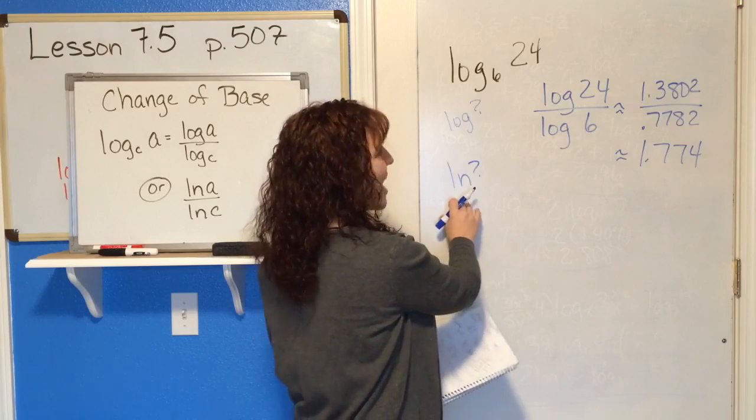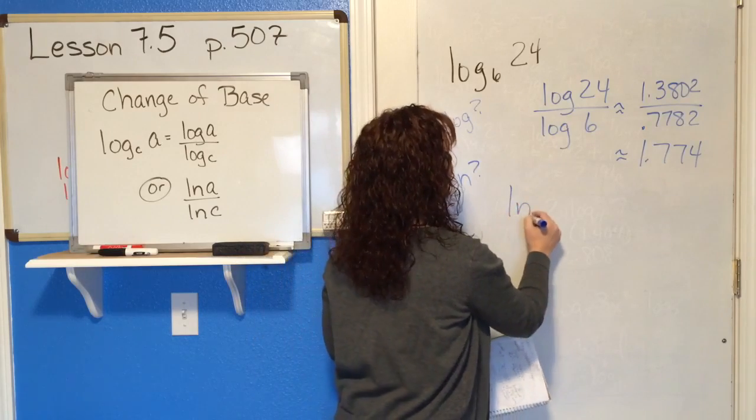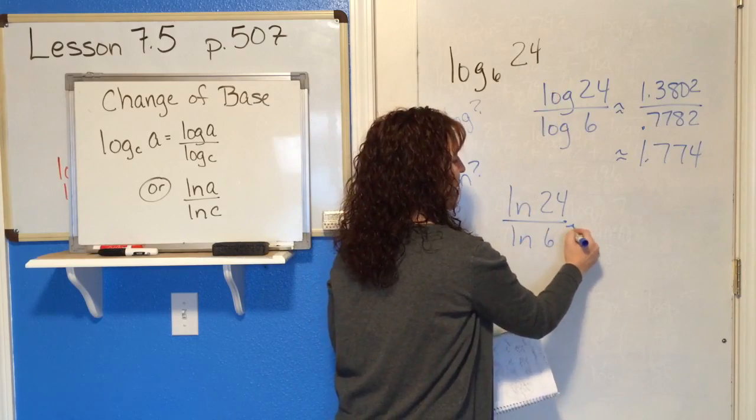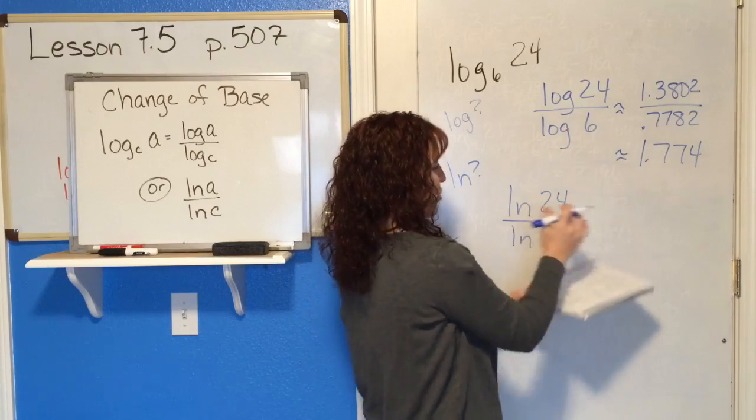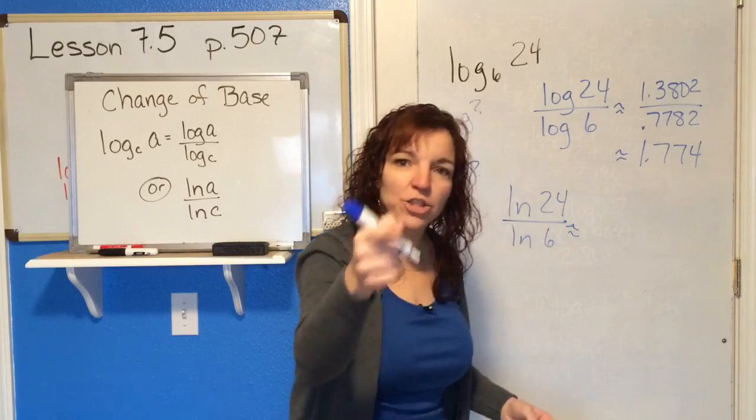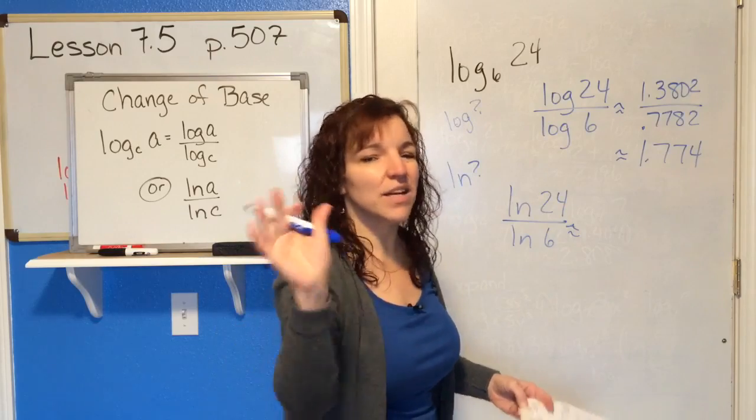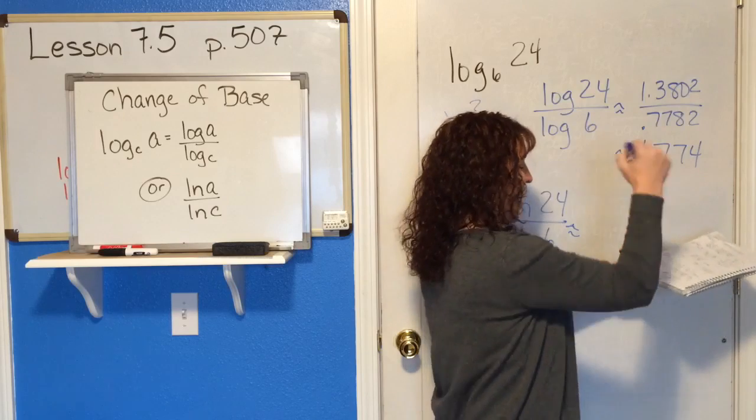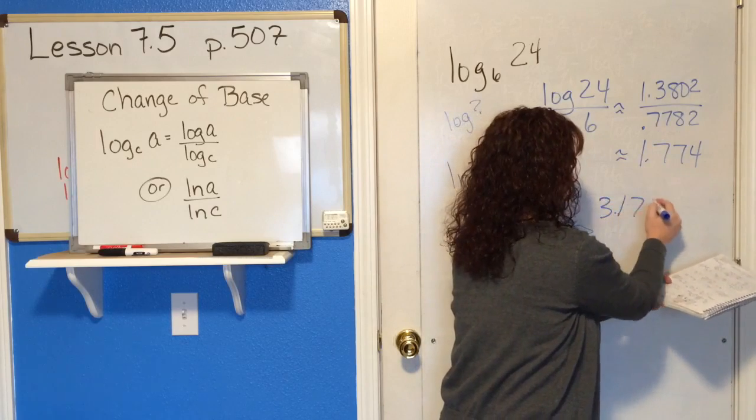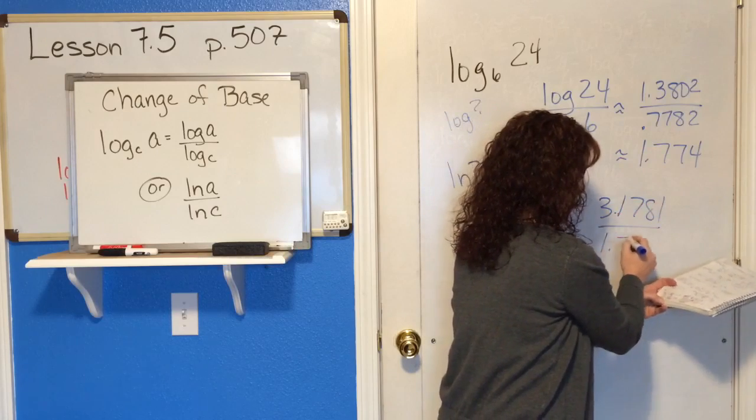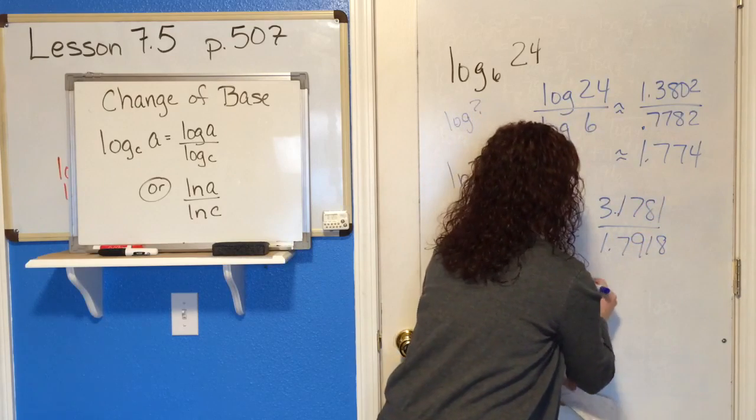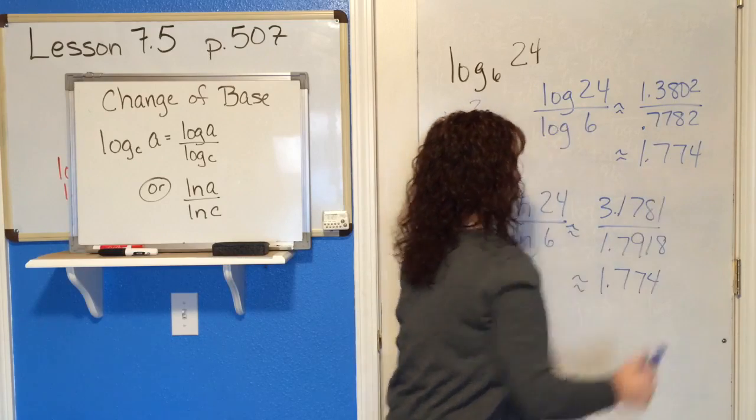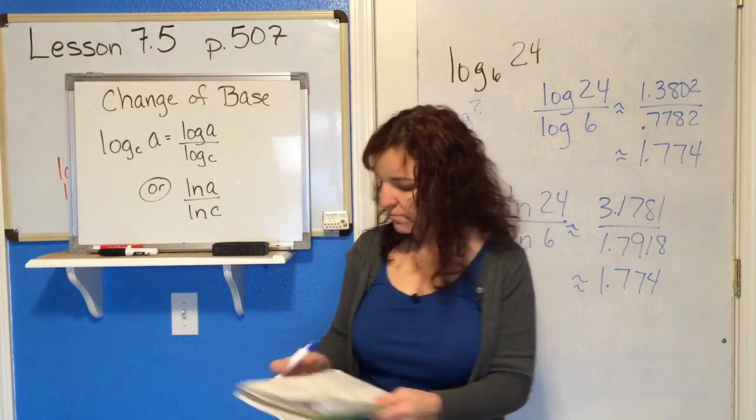You do the natural log exactly the same way. It'll just be natural log of 24 divided by natural log of 6, and then go to your calculator and find the numbers. Try to do it: pause it and do it real quick. It's really fast. Pause it and do it and then come back. Did you do it? Okay. I got 3.1781 divided by 1.7918. And then when you divide that out, just using your calculator, you get the same answer as your common log this time. All right?